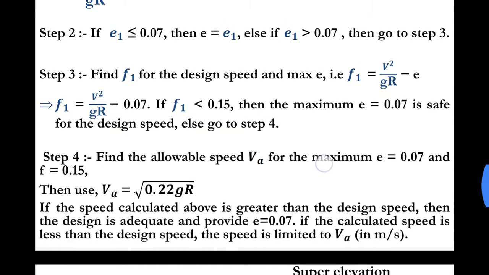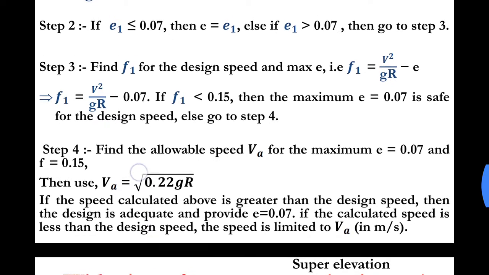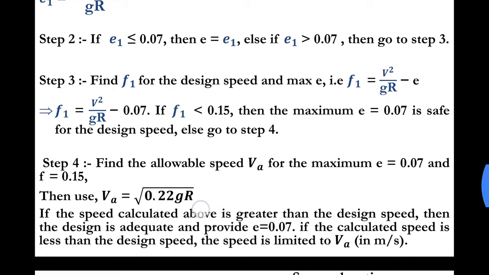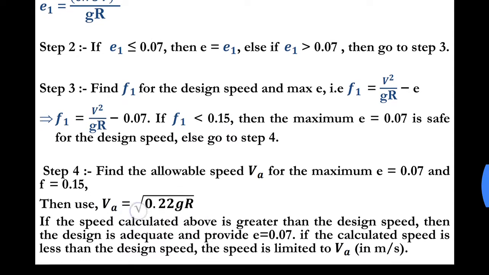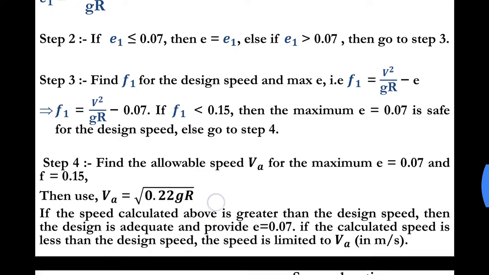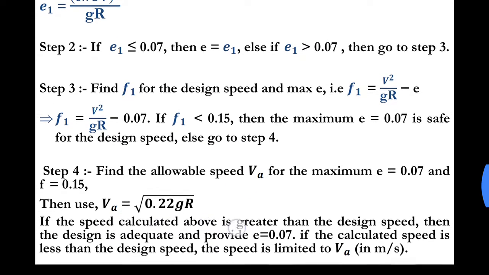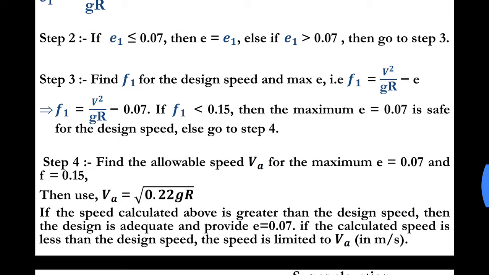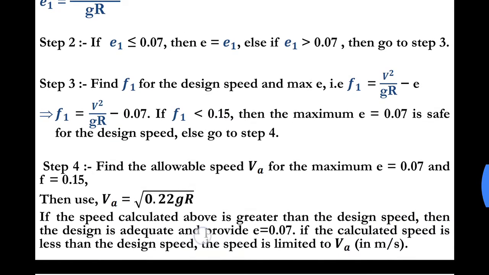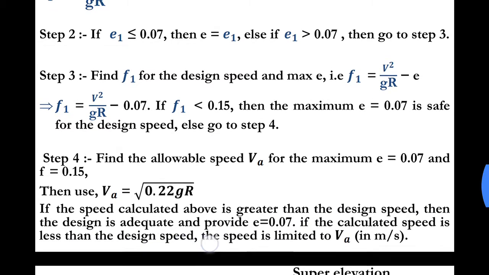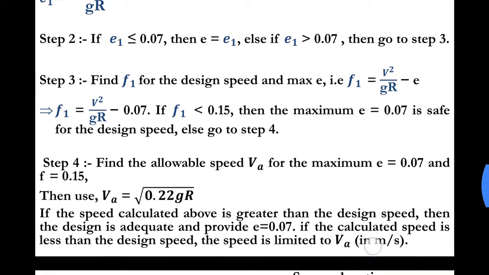Find the allowable speed VA for maximum E equal to 0.07 and F equal to 0.15. Now we use the formula VA equal to root of 0.22 into GR, and we find out the restricted speed. This would complete the design. Now if the speed calculated above is greater than the design speed, then the design is adequate and we provide E equal to 0.07. If the calculated speed is less than the design speed, then the speed is limited to VA, that is this speed.